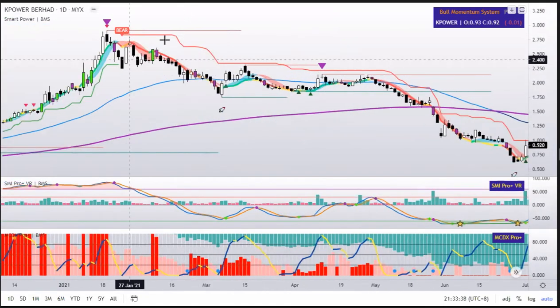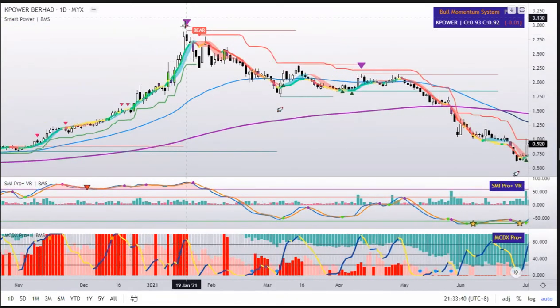Comes from here, this one. After a purple arrow, okay, after a purple triangle, there's a bear label here. A bear means we are entering a bear zone. A bear zone is a downtrend, all right? You see the red line start to appear, move down, sideways, move down, sideways, move down.